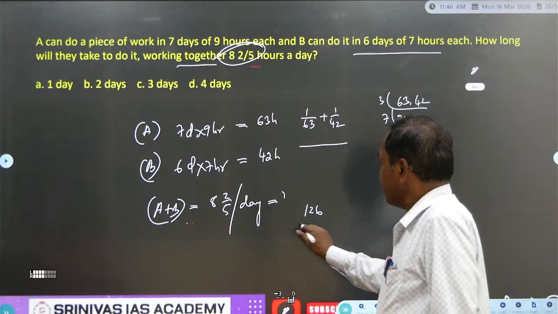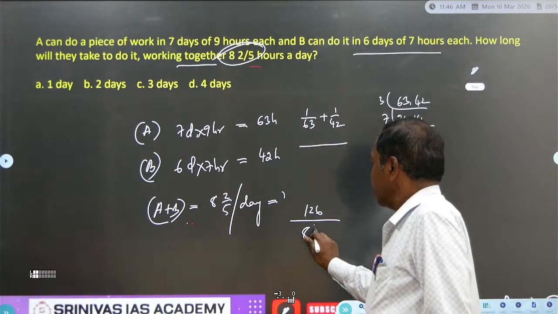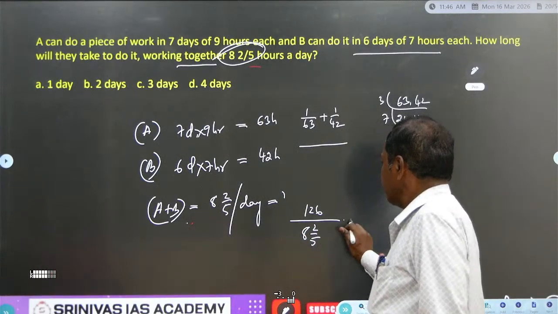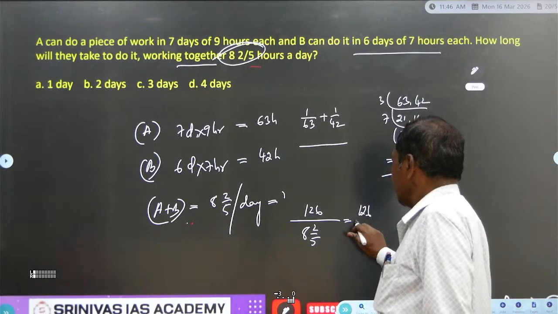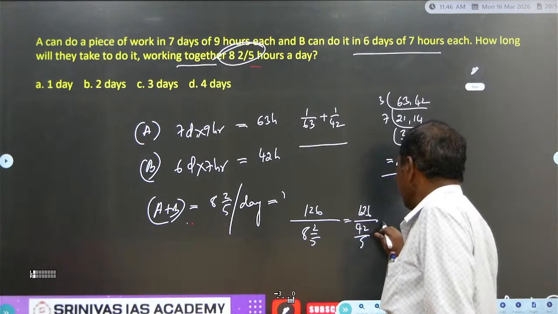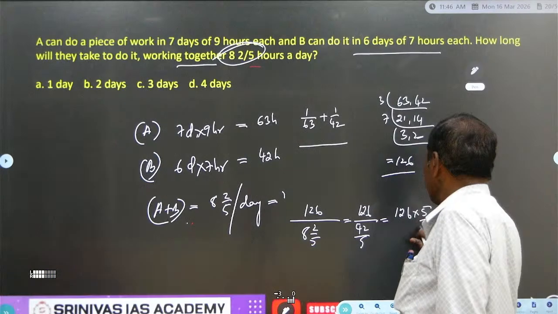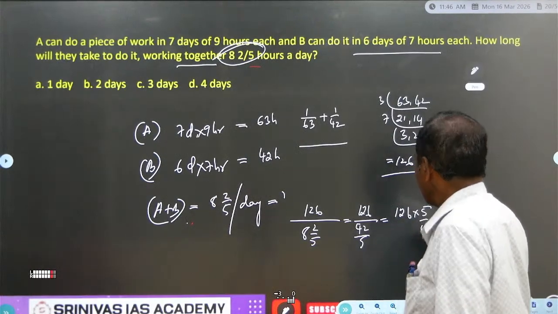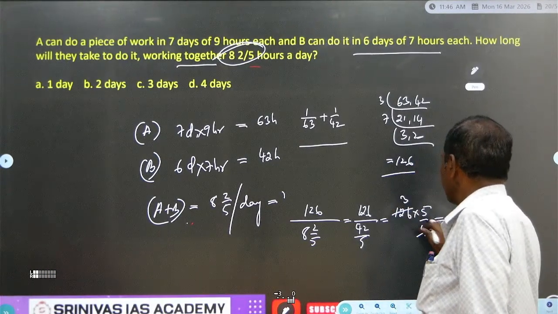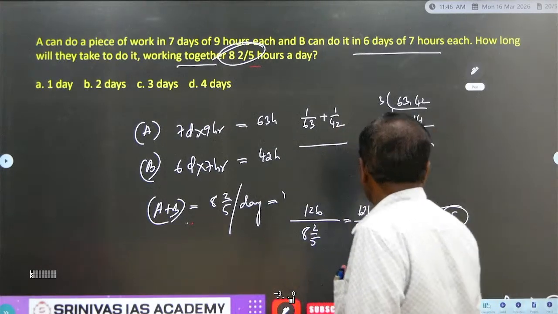But divided by 8 2/5 hours. It means 126 by 42/5. In the next step, 126, reversing the fraction, 5 by 42. 42 ones are 42, 3 times 5. It means 15.